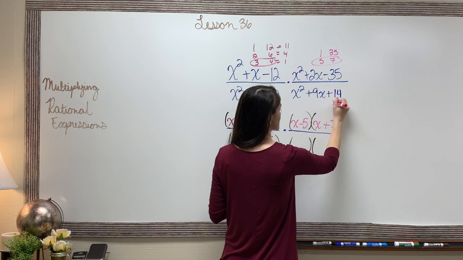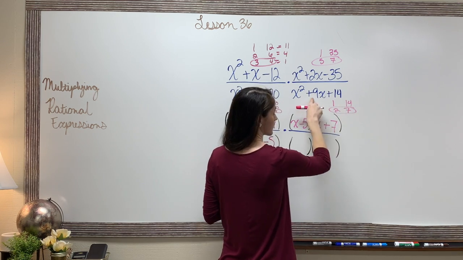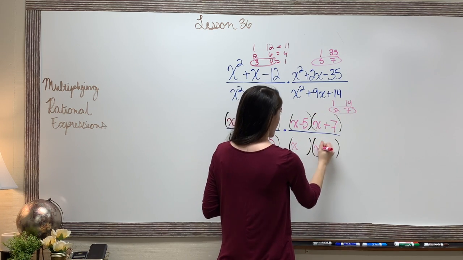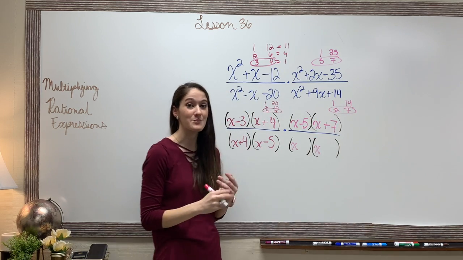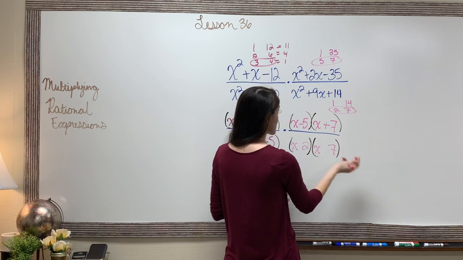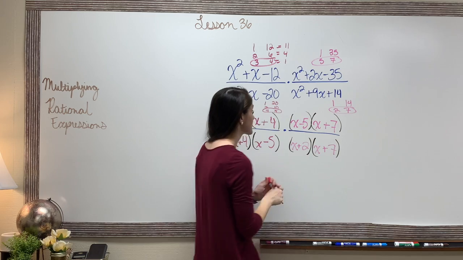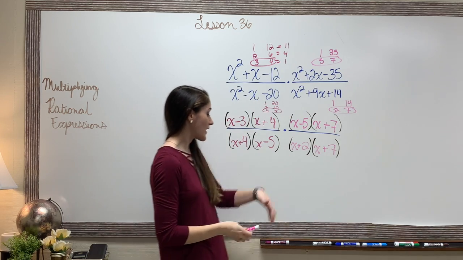And then with 14, I have 1 and 14, or 2 and 7, and we're going to pick that one because we're looking for 9. 14 is positive. That means they're going to have the same sign, my 2 and my 7. Which sign is determined right here. So since 9 is positive, they're both going to be positive. Okay, so we've done all the factoring.